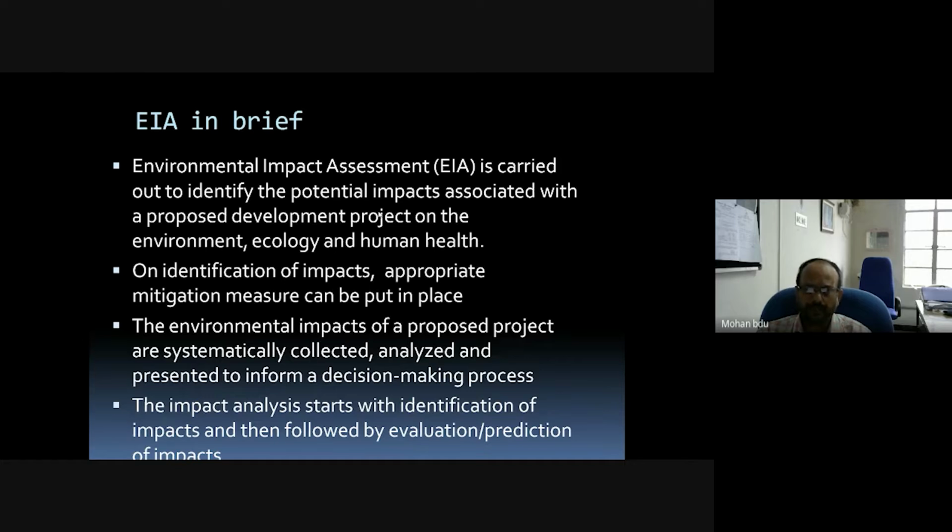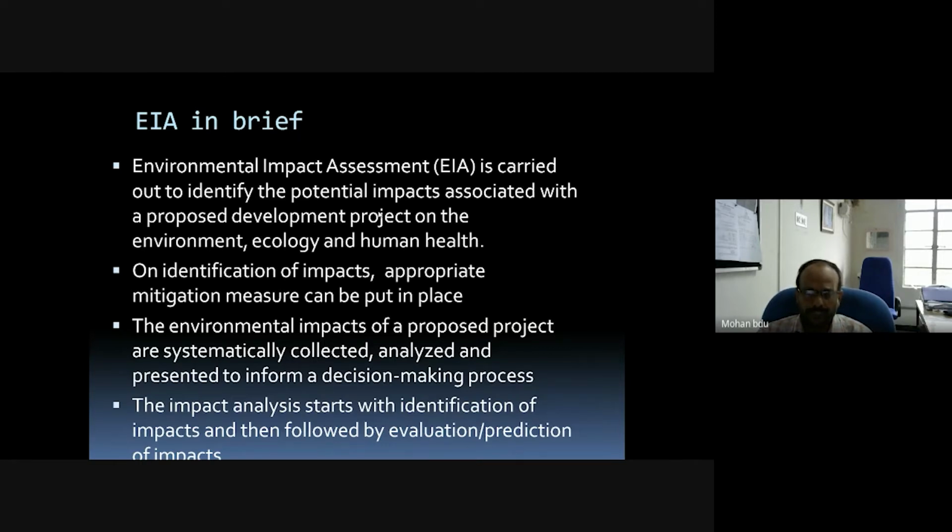Environmental impact assessment is a process, or a management tool, that is applied to study the impact of proposed projects or proposed development activity on the environment, ecology, and human health. And once the impact is identified, appropriate mitigatory measures are suggested to either minimize the environmental impact or to avoid the adverse impact on the environment by the proposed project.